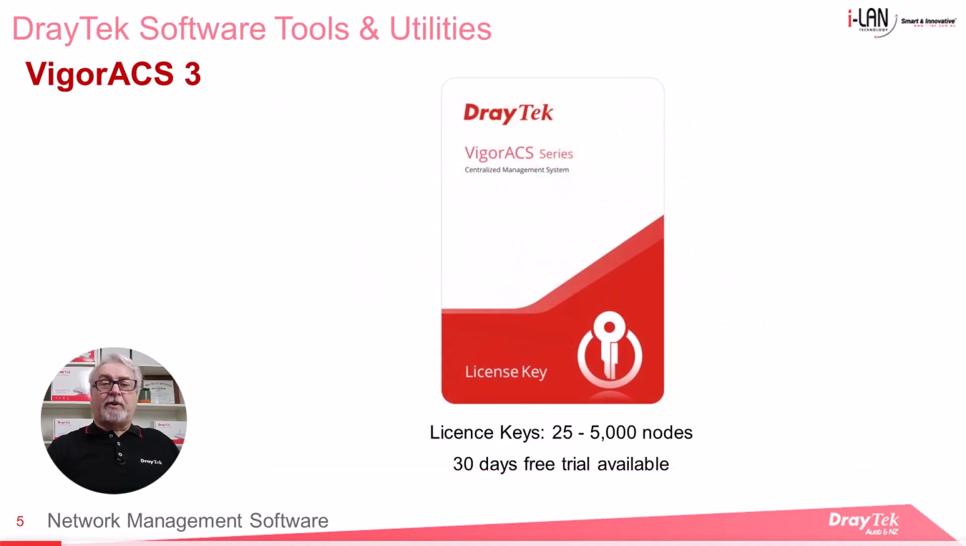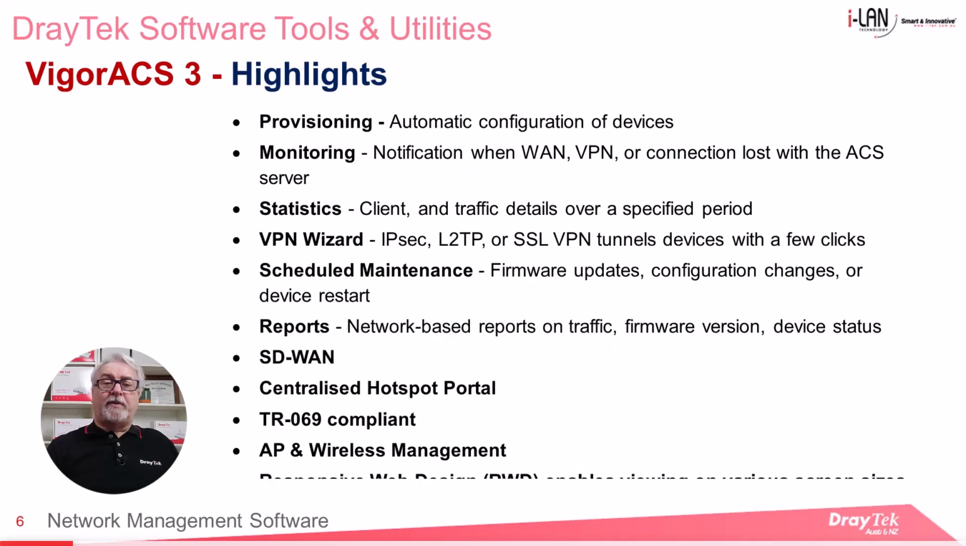It does require a subscription, and license keys are available from 25 to 5,000 nodes. You have the option to try it for 30 days to check that it meets your requirements before purchasing the license key. Just contact our sales staff and we'll tee that up for you. Here's a list of some of the highlights of VigorACS 3. Essentially, it'll help you to more efficiently monitor and manage a large network or many customer networks.